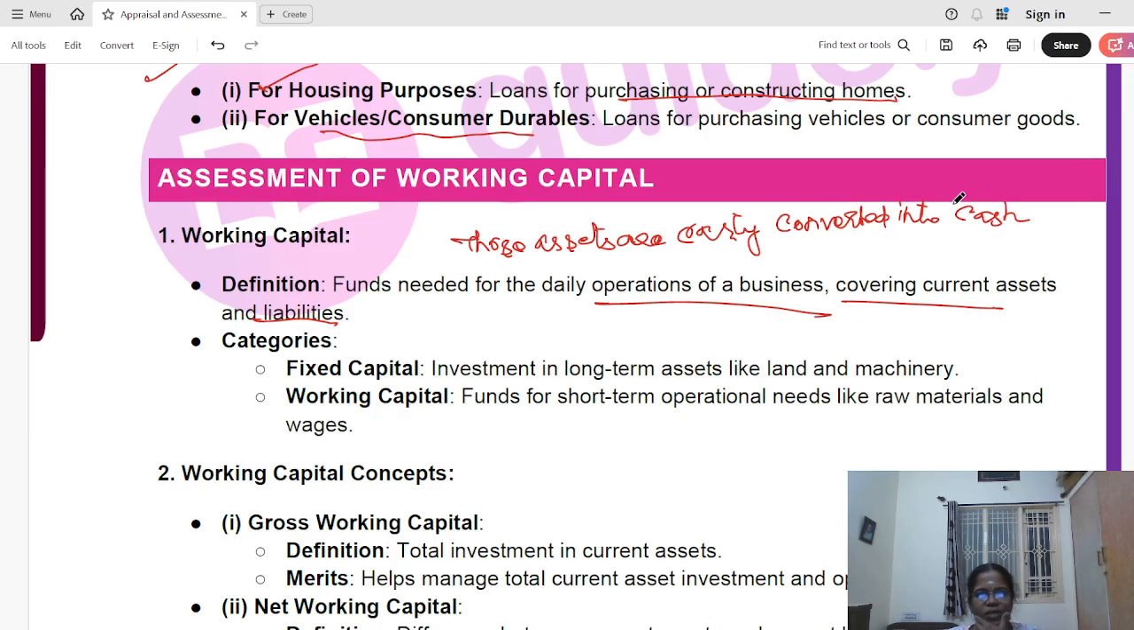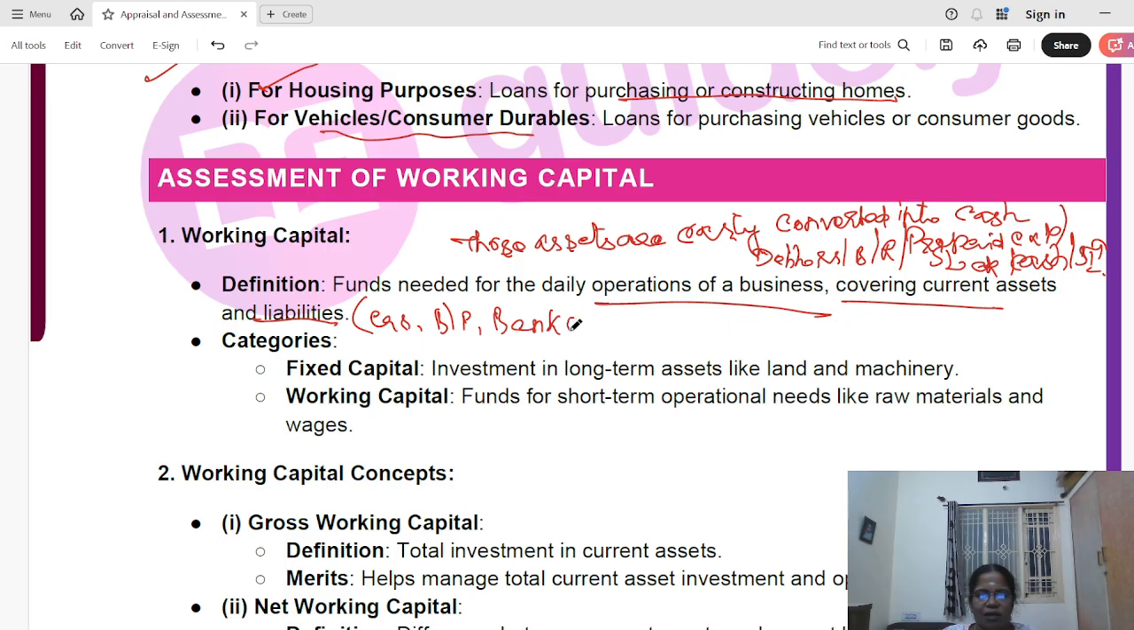Those assets that are easily converted into cash are called current assets. For example, debtors, bills receivable, prepaid expenses, stock, cash, and short-term investments are all considered current assets. When it comes to current liabilities: creditors, bills payable, bank overdraft, and outstanding expenses are called current liabilities.